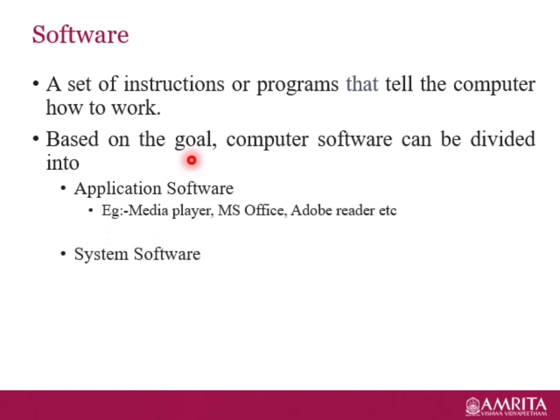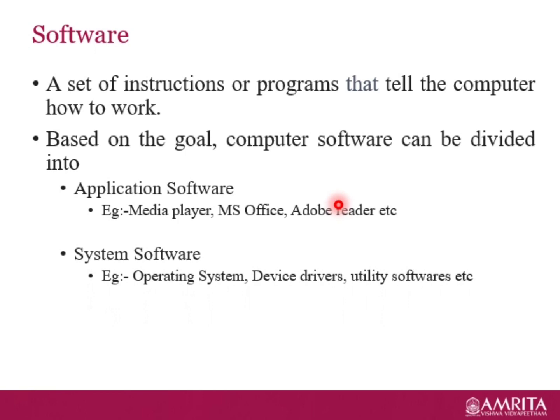The application software is application specific and optional software, and you require it only if you want to carry out that specific application. For example, the media player, MS Office, Adobe Reader, these are all optional software, and if you want, then you can install them. It is not compulsory software.